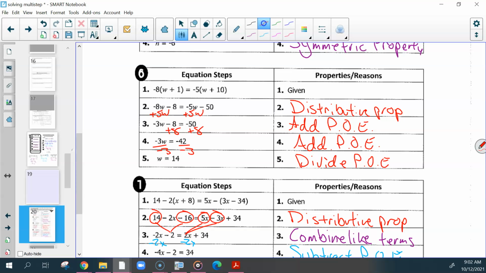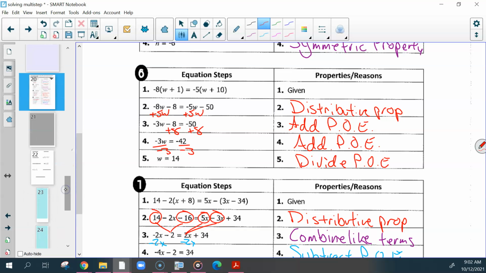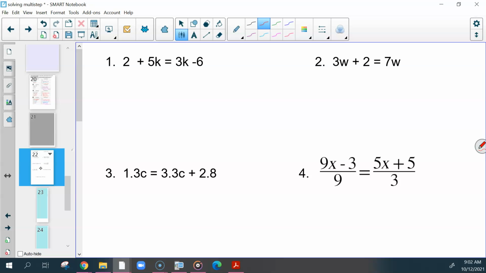Alright. On the next page, we're going to actually get through some examples. I'm not going to do all of these because I want you guys to try some, but we'll go through some. Let's start with number 2, and then we'll go on to 4 and do a couple others.